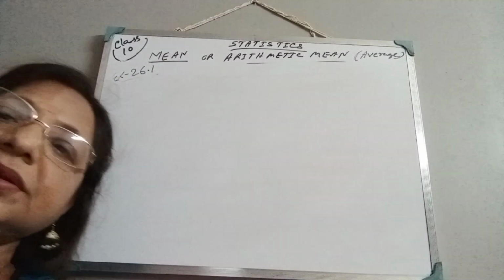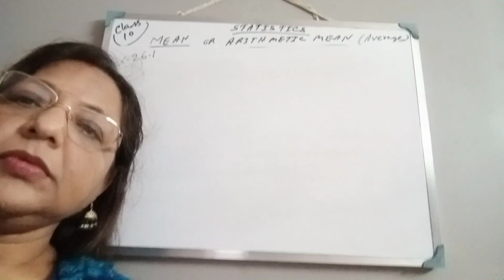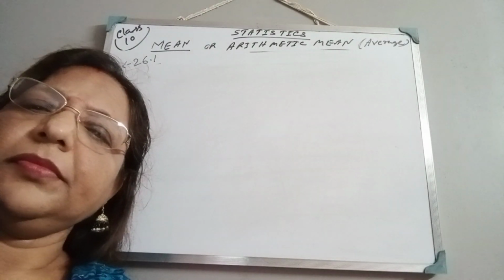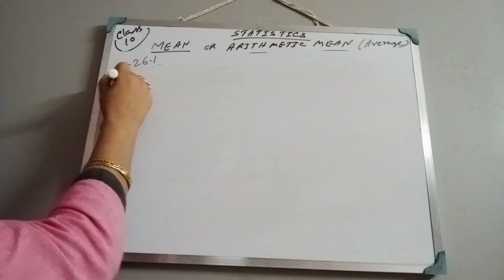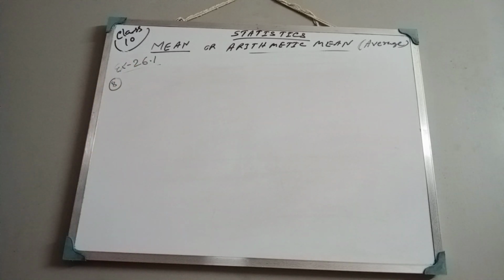Class 10, let us continue the chapter. 26.1, sum number 8. Okay, by assumed mean method, we have to find the arithmetic mean by assumed mean method.